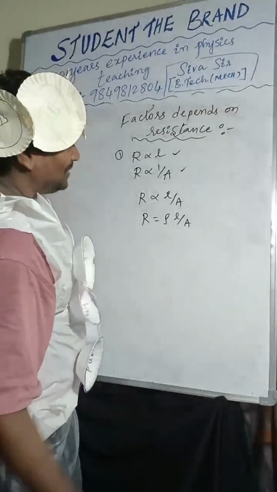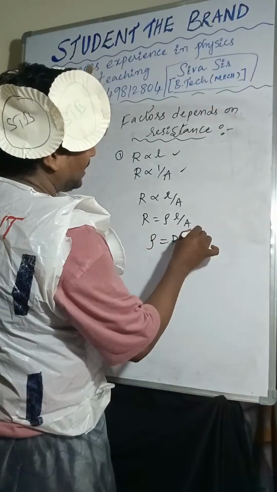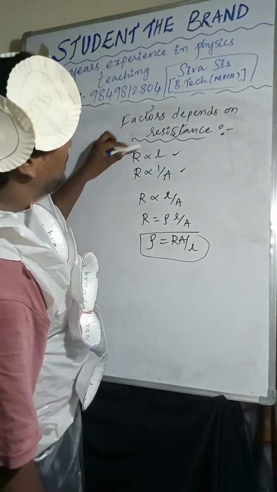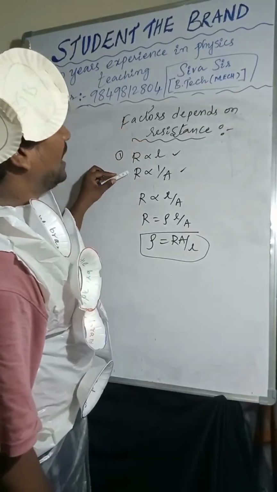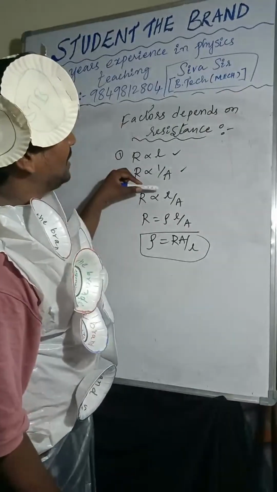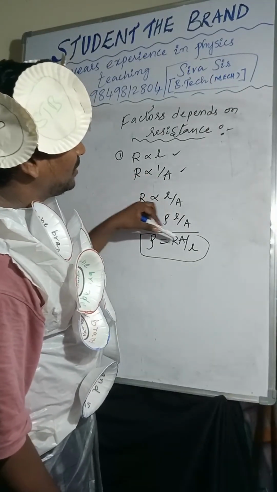So rho equal to RA by L. Once again, R is directly proportional to the length of the conductor. R is inversely proportional to the area of the conductor. So we can say R is directly proportional to L by A, R equal to rho into L by A, so rho equal to RA by L.